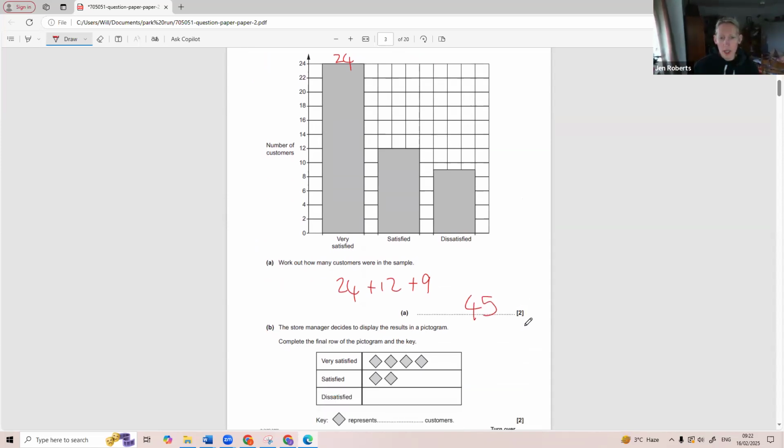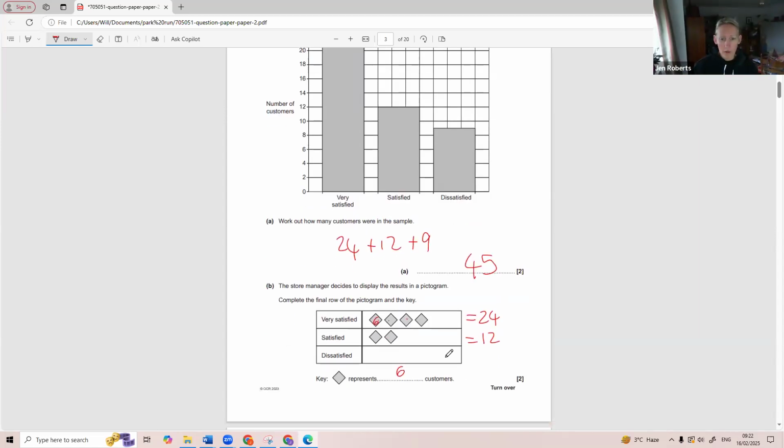Okay, the store manager decides to display the results in a pictogram, complete the file row. So there's 24. And this would be 12. So let's work out what each of these shapes represents. 24 divided by 4 is 6. So each one is 6 customers.